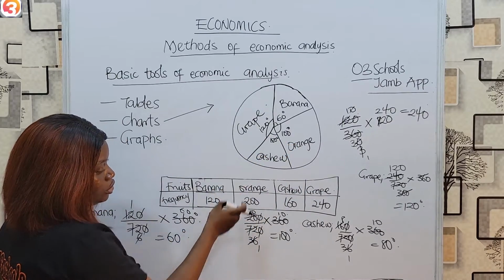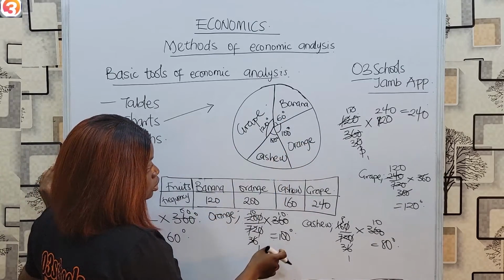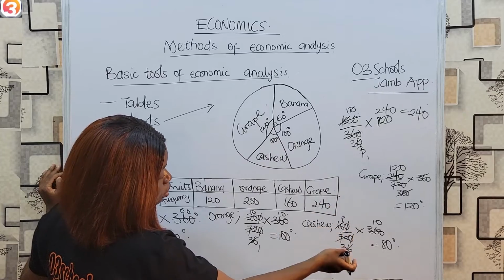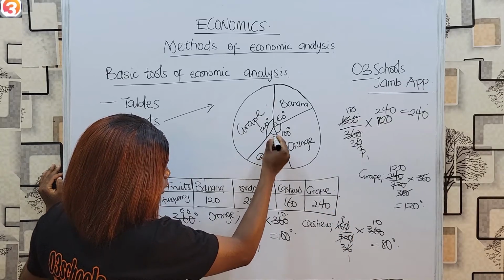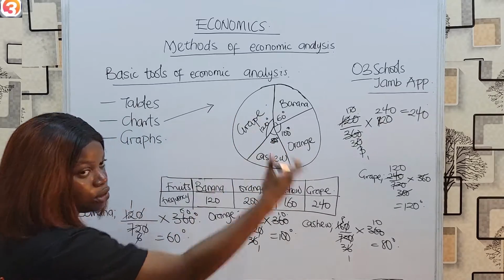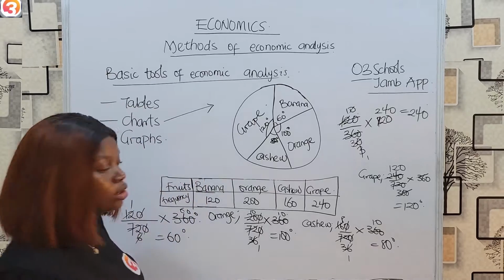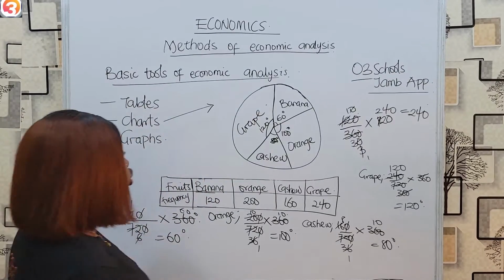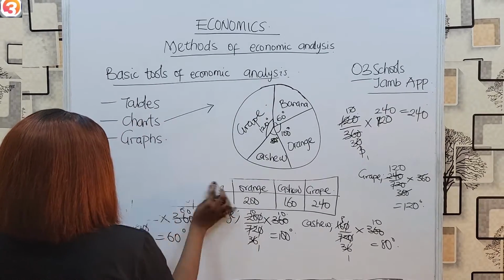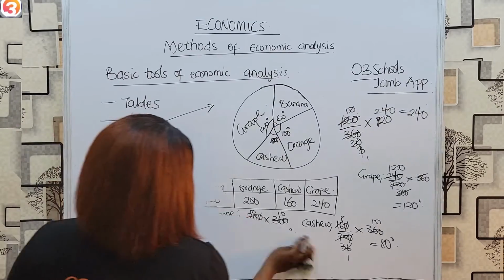If orange is 100 degrees, where you have 100 degrees, you label it orange. If cashew is 80 degrees, and if grape is 120 degrees, you put there grape. So that is it for the charts. We looked at the bar chart, the pictogram, the histogram, and we have looked at your pie chart.